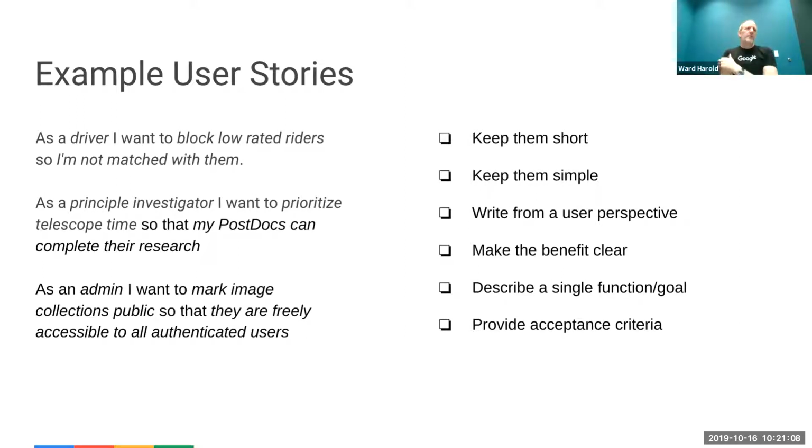I invented a couple of others that may resonate more with the scientific community. So that as a principal investigator, I want to prioritize telescope time so that the postdocs I have working for me can complete the research, because they need time on the telescope so that they can do their observations and get their data so that they can actually maybe get published or do whatever they're trying to do.